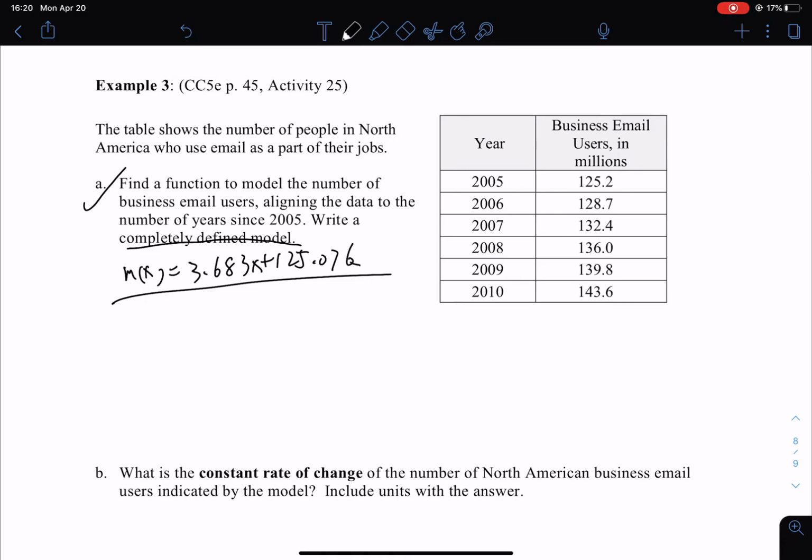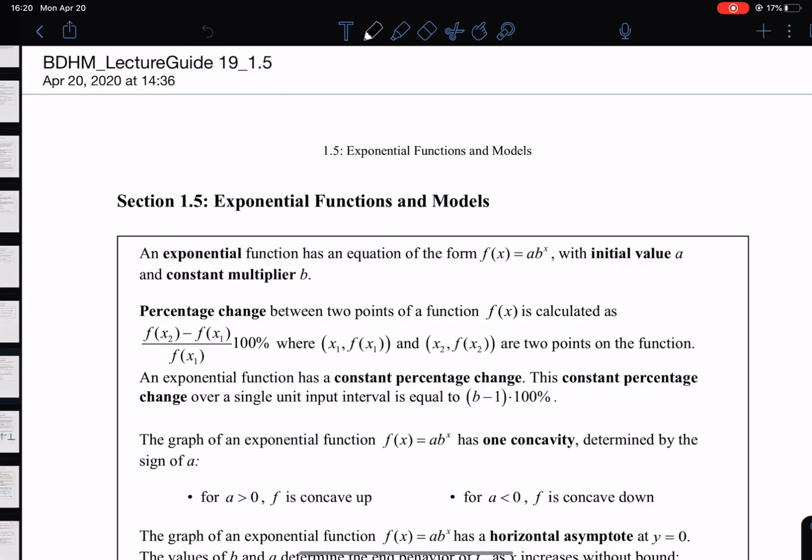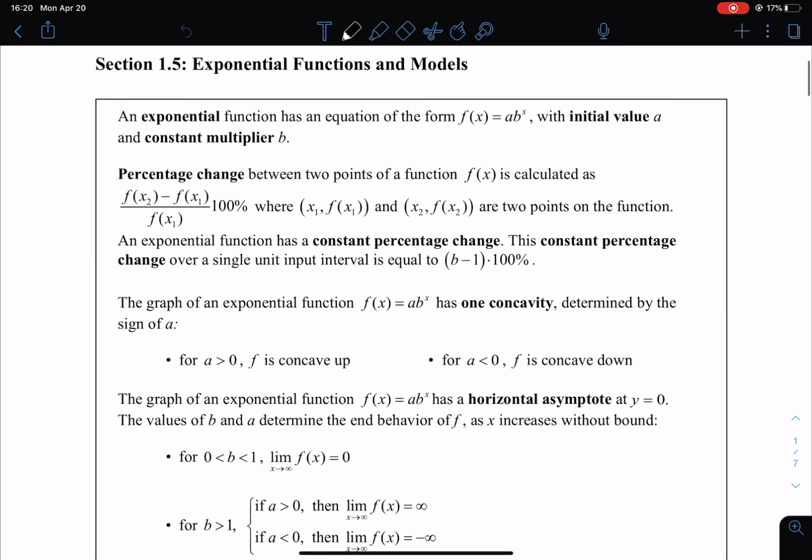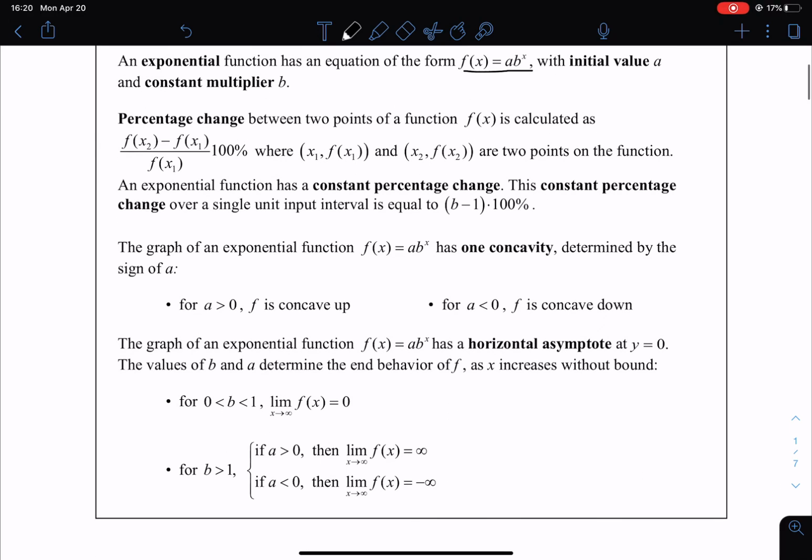Alright, next part, let's go to section 1.5, exponential function. For the exponential function, the function equation is a multiplied by b to the x power, where a is the initial value and b is the constant multiplier. And this one shows you the percentage change. The percentage change between 2 points, x1, f of x1, and x2, f of x2, is calculated by f of x2 minus f of x1 divided by f of x1 times 100%. So this is the formula for percentage change.